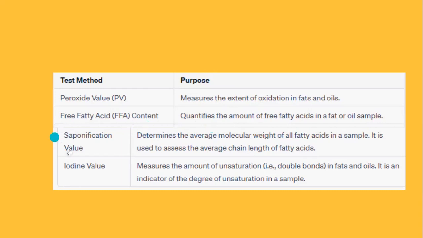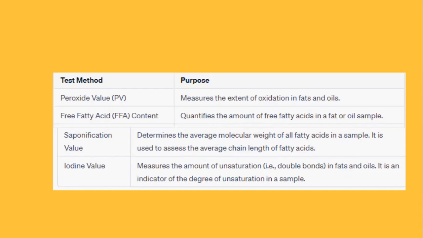Now, the next is saponification value. Saponification value determines the average molecular weight of all fatty acids in a sample. So it is used to assess the average chain length of the fatty acid. For example, if you want to know what type of fatty acids are present in a particular oil. You got an unknown oil sample, and you do the saponification test. From the average chain length of the fatty acids, you can identify which fatty acid it is. Is it oleic acid? Is it coumaric acid, etc.